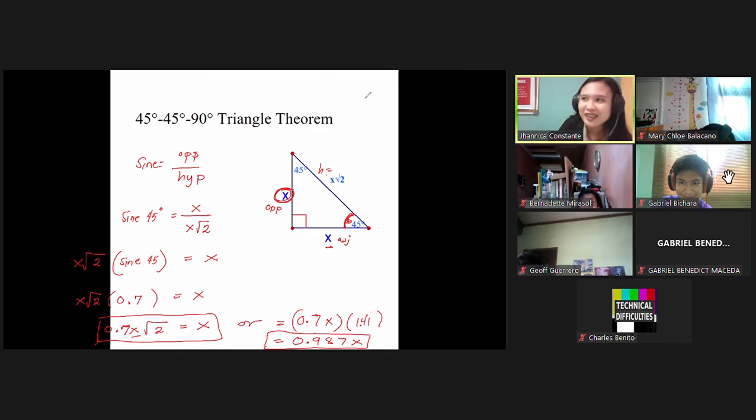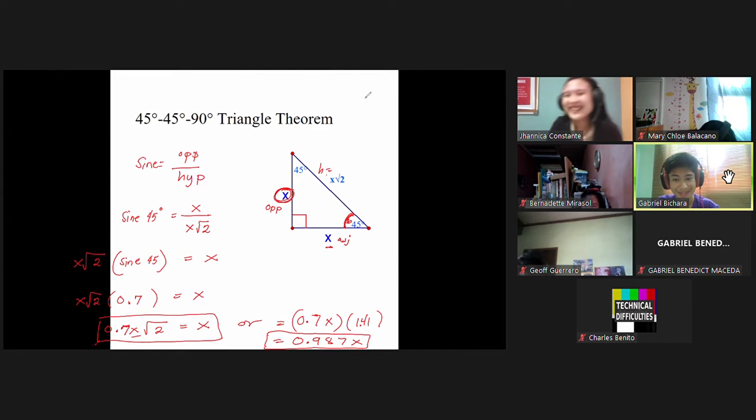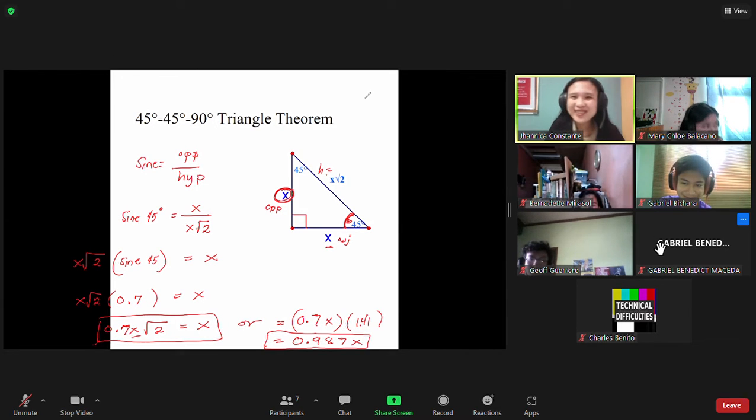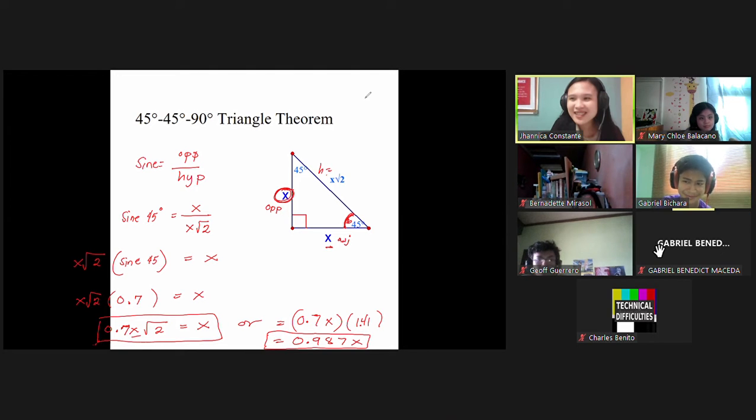Ayun sa radical form. Parang decimals, fraction lang. Decimals remain. You always want decimal.